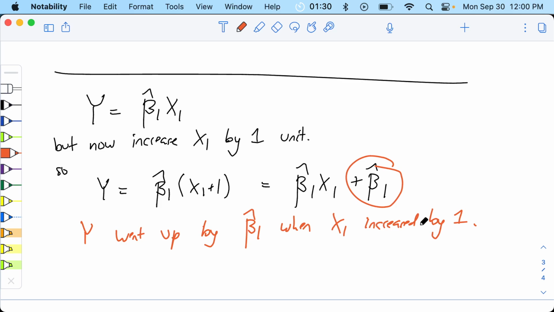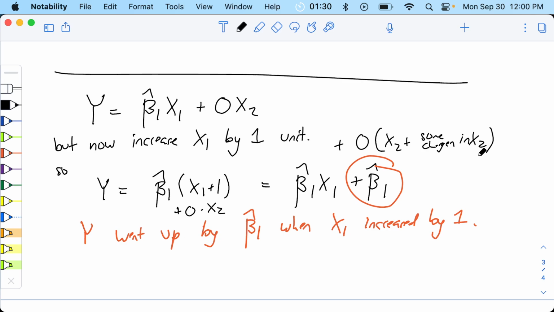What is missing? Yeah. You assume that it's also y equals beta hat 1 times x1 plus 0 times x2? Okay, plus 0 times x2. Sure, I can put that on. Plus 0 times x2. And then look, if x2 changes by some amount, x2 plus some change in x2, you multiply it by 0, that's still 0. So I'm still happy. Yeah. x1 increased by 1.